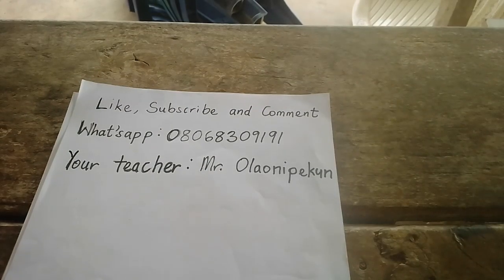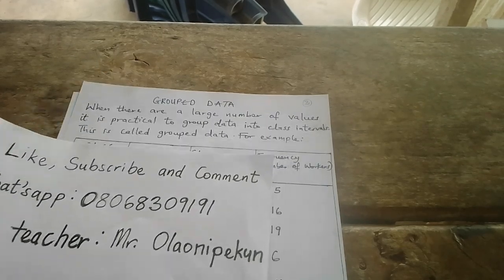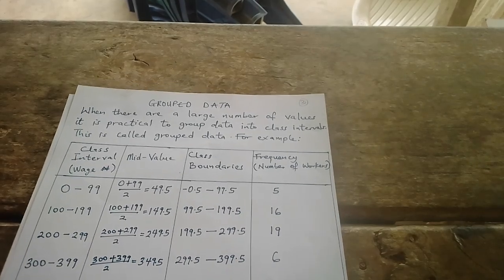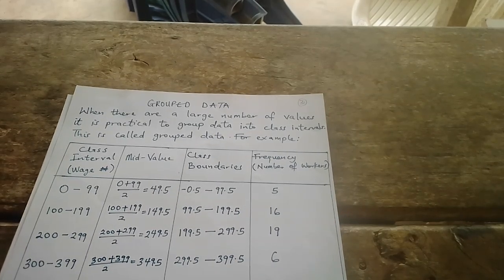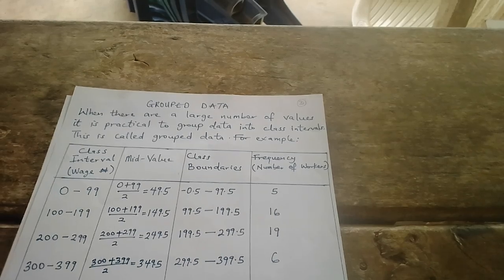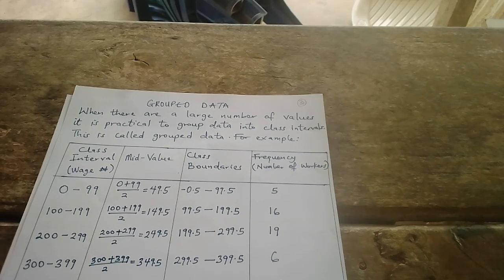We still want to continue on statistics. So we are progressing. Gradually, we are moving on to grouped data. When there are a large number of values, it is practical to group data into class intervals. When we have large numbers, it may not be easy for us to be doing those numbers one by one. So we need to group the numbers. This is called grouped data.